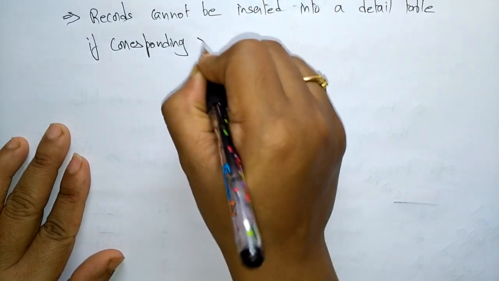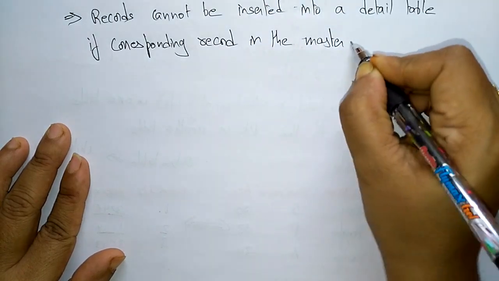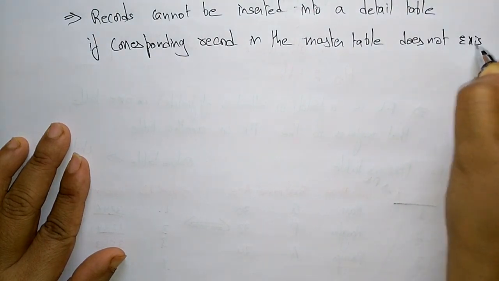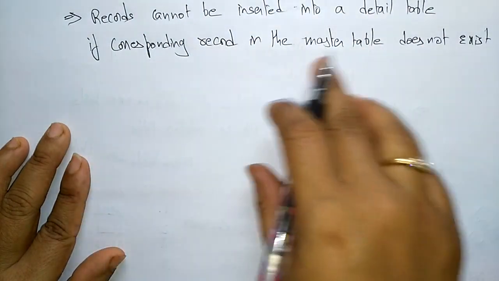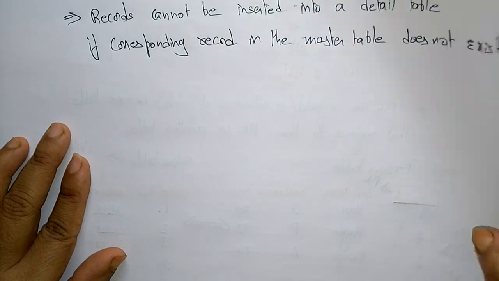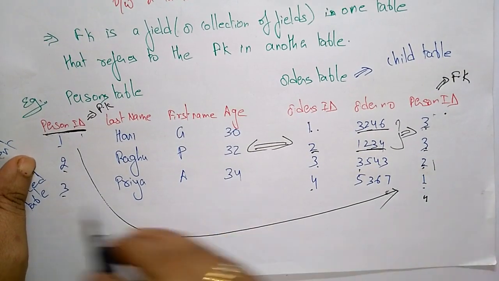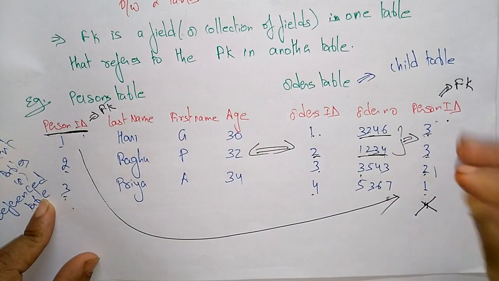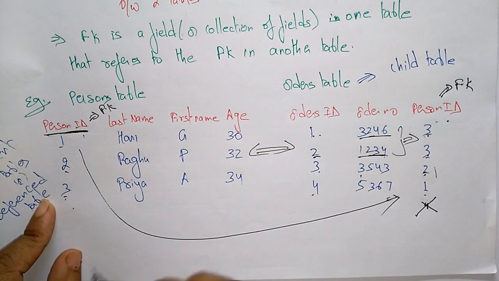the corresponding record in the master table, that is a parent table, does not exist. Okay, so records cannot be inserted into the detail table if the corresponding record in the master table does not exist. Suppose it is not there in the master table, you are not supposed to insert here. So if I insert person ID 4, but 4 is not there in the parent table, the record cannot be inserted in the detail table, that is the child table, if the person does not exist in the master table.